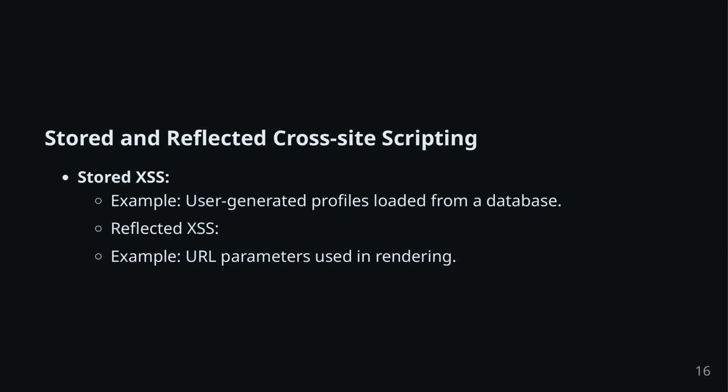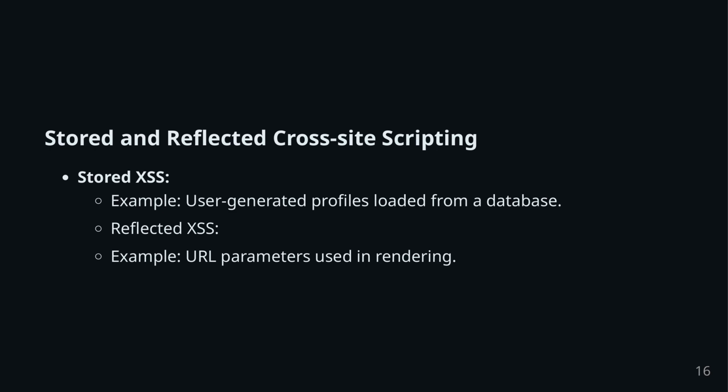Stored XSS occurs when malicious scripts are permanently stored on the target server, often in a database, and then executed when a user loads a page with the compromised data. A classic example is user-generated profiles that fetch data from a database. If the data is not properly sanitized, the malicious script can execute, affecting anyone who views the profile.